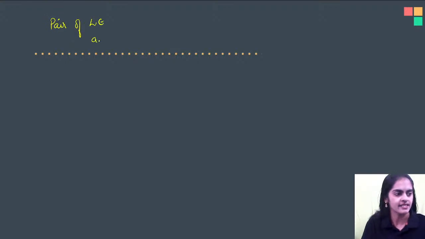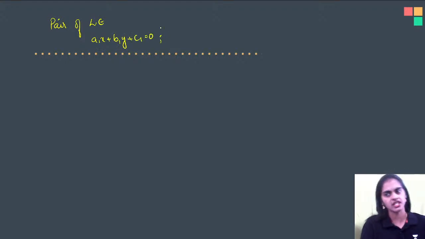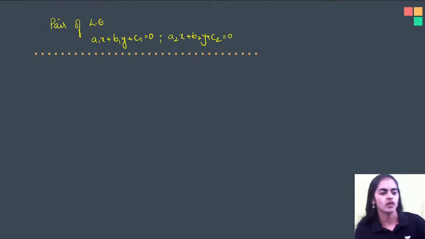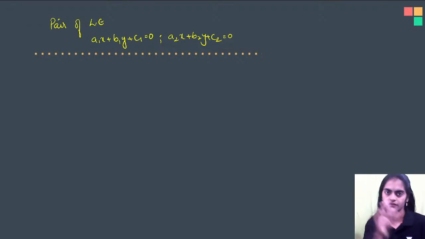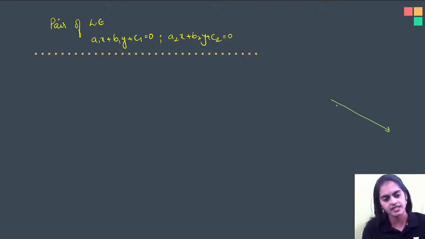general form I can write as a1x plus b1y plus c1 equals 0 is the first linear equation, and the second linear equation is a2x plus b2y plus c2 equals 0. Okay, so a1, a2 are x coefficients, b1, b2 are y coefficients and c1, c2 are the constants. And you very clearly know that the graphical representation of a linear equation is a simple straight line. So if I want to draw a graphical representation of this linear equation, it would be a straight line. For example, this is a straight line.